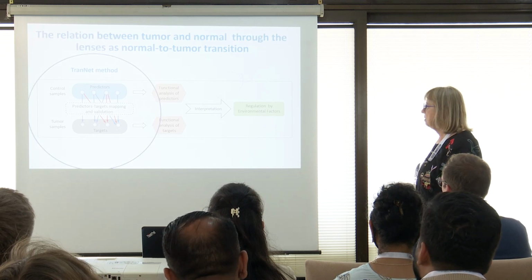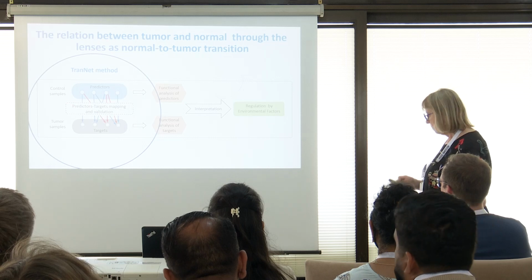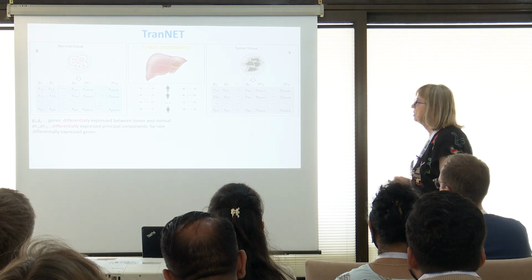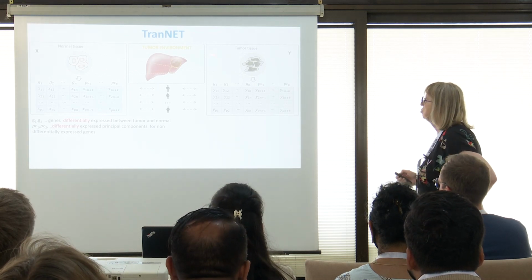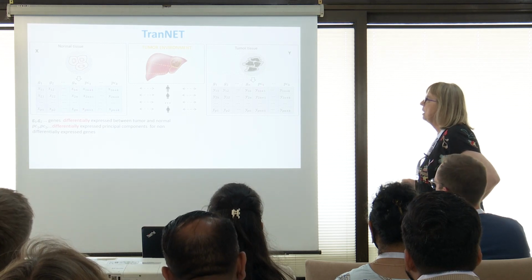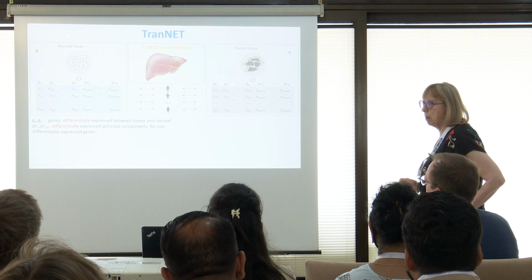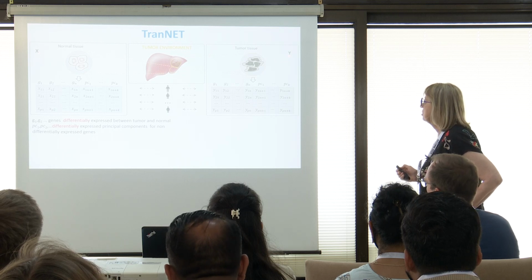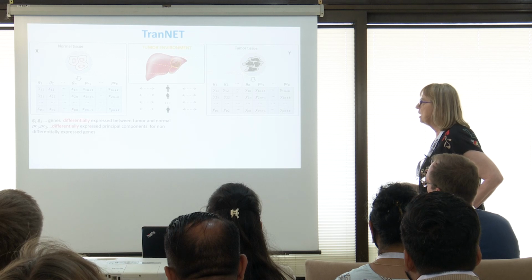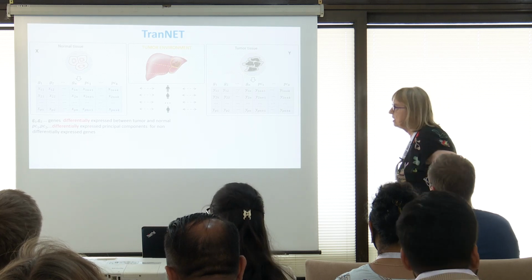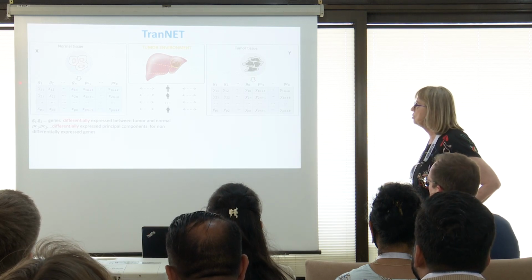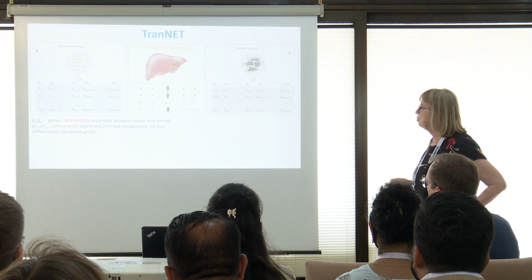Let me start by describing a little bit of the method. The main idea is, as I said, to compute a transition function from normal tissue to tumor tissue. In this case, for every tumor tissue, we have a matched normal. So we have a matrix describing gene expression in normal tissue and a matrix describing gene expression in tumor. The genes whose expression we directly include in the matrix are the genes that are differentially expressed between tumor and normal. So we have G1 to Gn that are differentially expressed between tumor and normal.